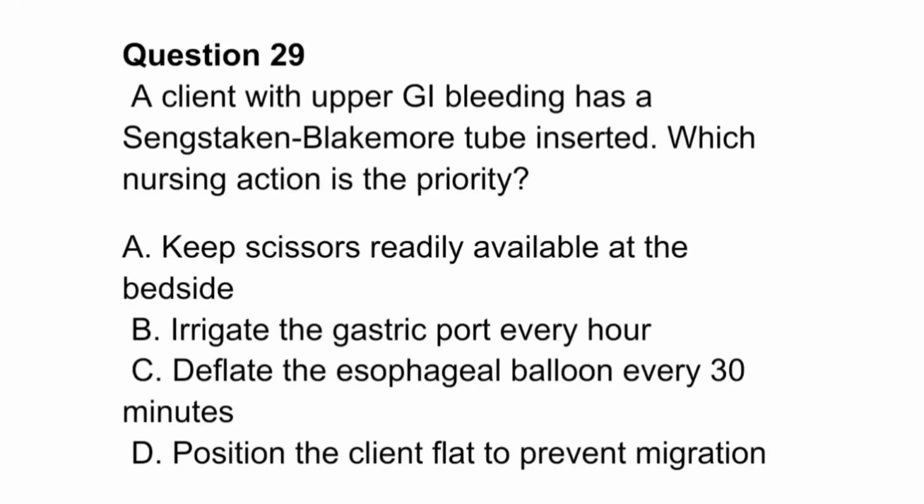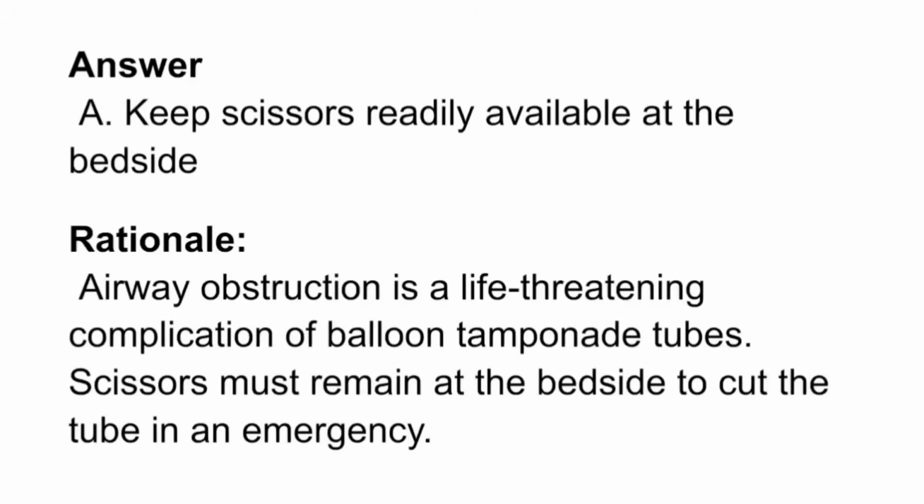Question 29. A client with upper GI bleeding has a Sengstaken-Blakemore tube inserted. Which nursing action is the priority? A. Keep scissors readily available at the bedside. B. Irrigate the gastric port every hour. C. Deflate the esophageal balloon every 30 minutes. D. Position the client flat to prevent migration. Answer: A. Keep scissors readily available at the bedside. Rationale: airway obstruction is a life-threatening complication of balloon tamponade tubes. Scissors must remain at the bedside to cut the tube in an emergency.